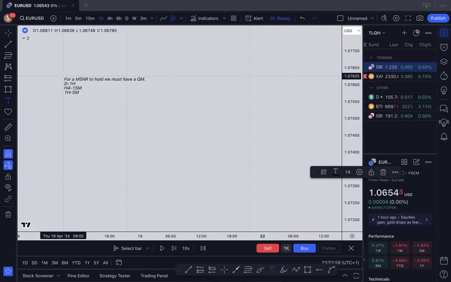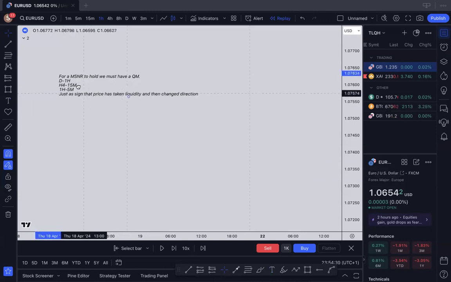What is a QM? Just a sign... Oh, that's soon. Sorry, I am a little bit dyslexic, so you'll have to bear with. Just a sign that price has taken liquidity and then changed direction.